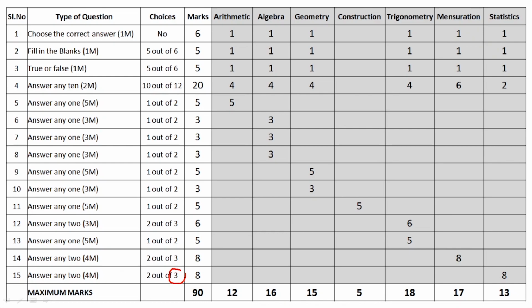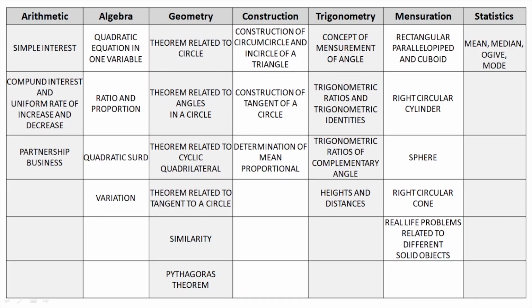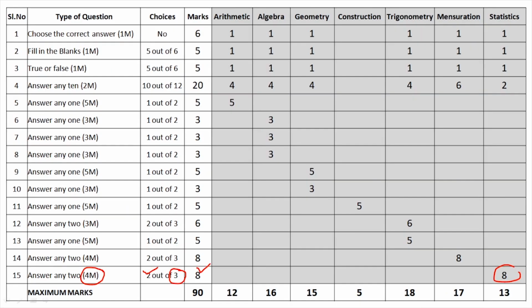There will be 3 questions and you have to do 2. Each will be 4 marks and the total marks will be 8. So that will be from statistics. Okay, that will be from statistics, and the chapters involved are mean, median, ogive and mode. So these are the chapters that will be involved in question number 15.